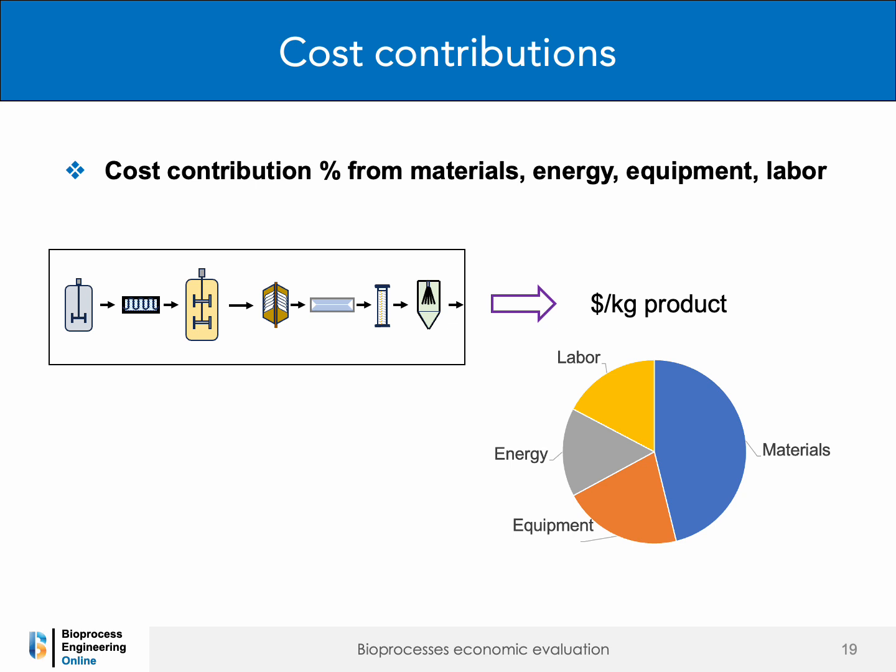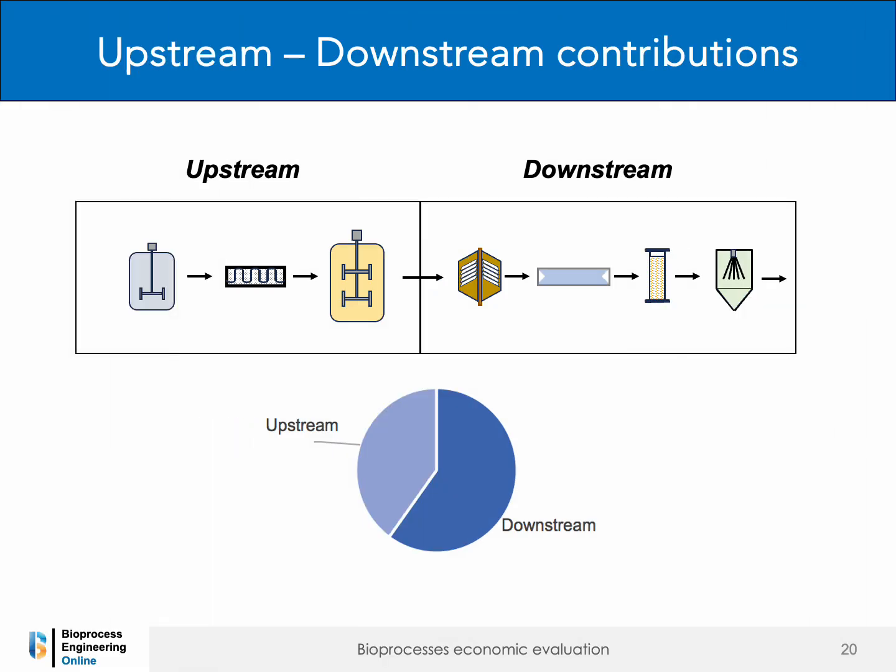For the design and optimization of bioprocesses, it is valuable to supplement the production cost evaluation with an analysis of cost contributions. This includes assessing the cost percentages allocated to materials, energy consumption, equipment usage, and labor expenses. It is also pertinent to determine the relative significance of the upstream operations, encompassing media preparation and biotransformation, compared to the downstream operations, which involve separation and purification. For biopharmaceuticals, where product purity is critical, the downstream processes typically contribute significantly higher to overall costs.